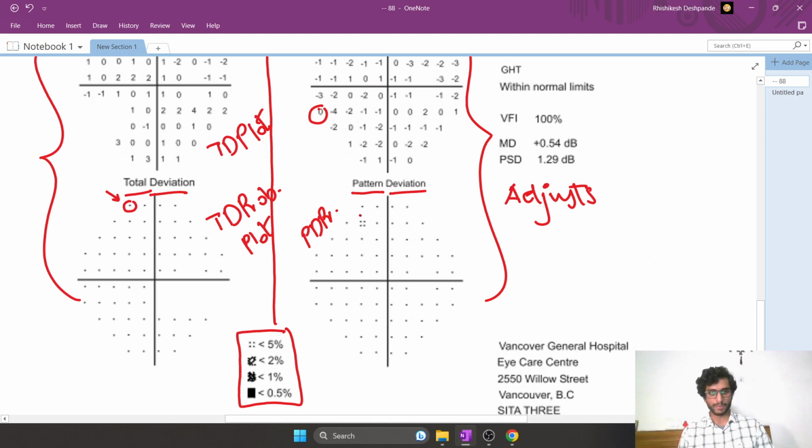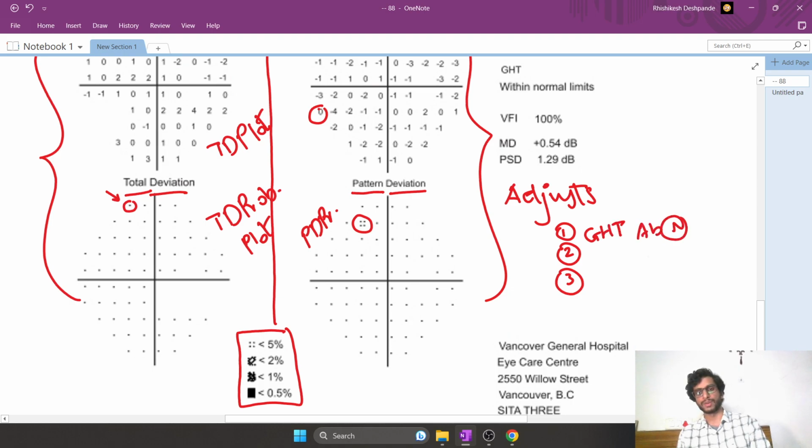There's just a single point which could show a probability of less than 5%, but just one point in the entire retina less than 5% is not significant. There are actually multiple criteria, and there are 3 criteria amongst which any one, if positive, should raise a suspicion of an abnormal glaucomatous, of an abnormal perimetric test. The first is a GHT abnormal. What is GHT? That's exactly what we're coming to next, but for now just note down GHT abnormal.